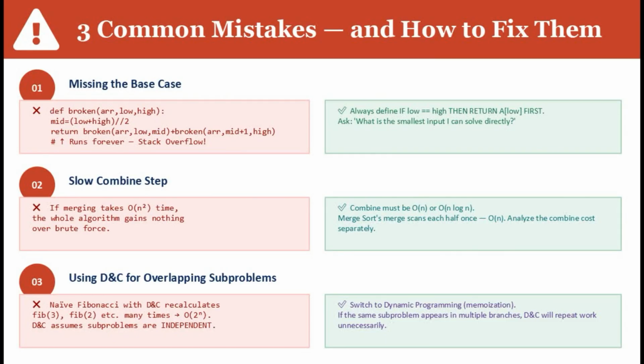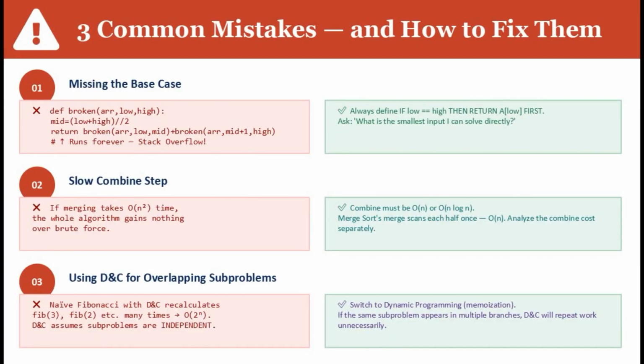Mistake number 2. A slow combine step. Divide and conquer only wins if combining the subproblem answers is cheap. If your merge step costs O of n squared, you have gained nothing over brute force. Your overall algorithm is still quadratic.